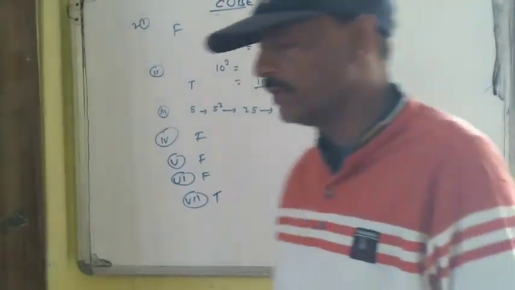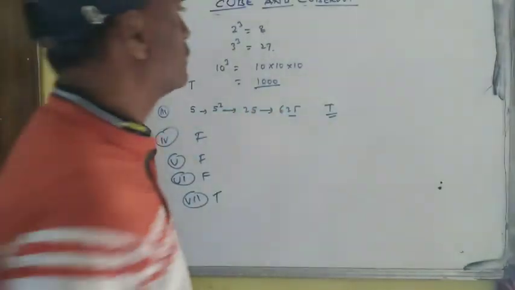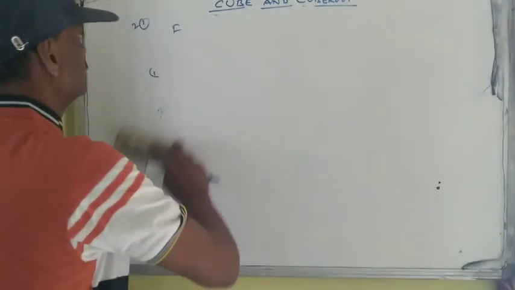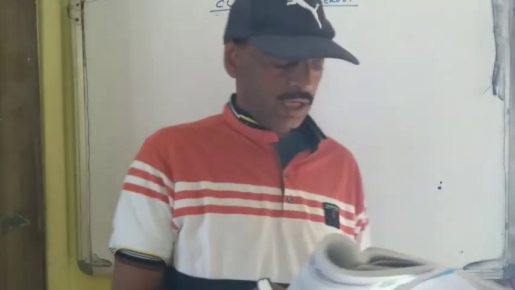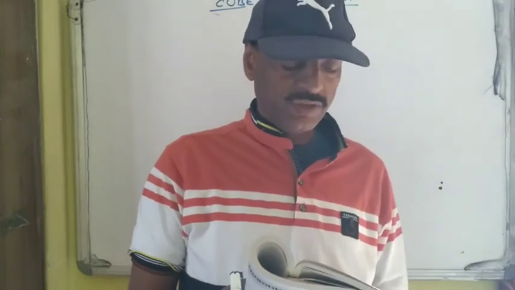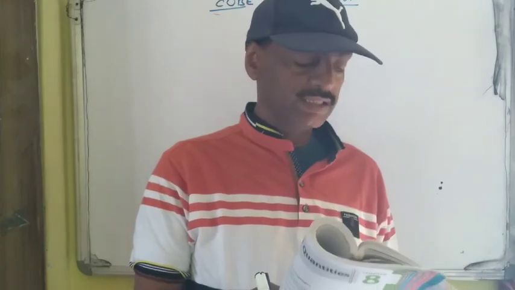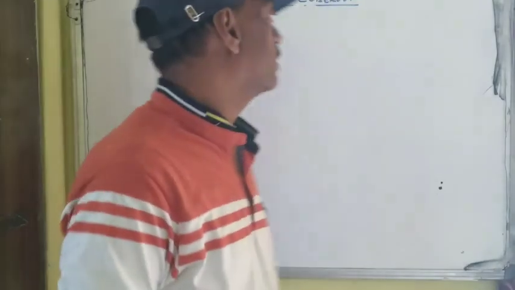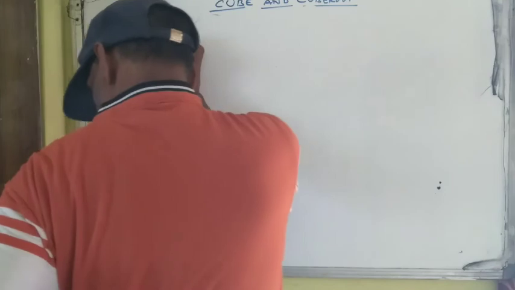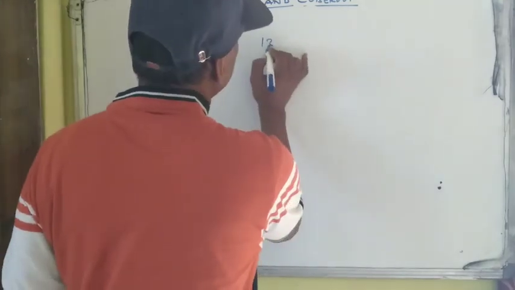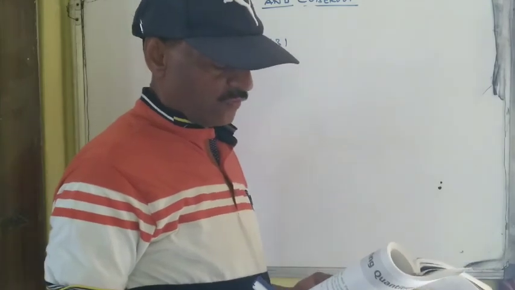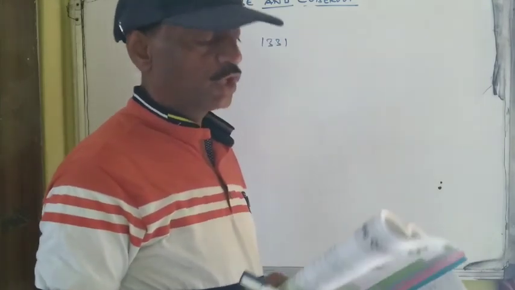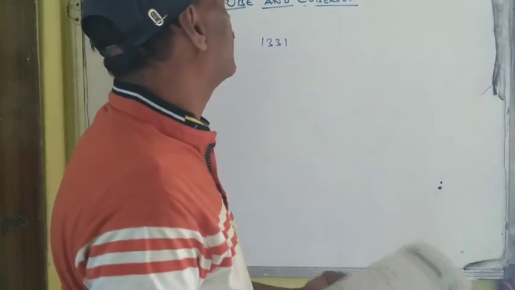Now question number 3. You are told that 1331 is a perfect cube. Can you guess without factorization what its cube root is? 1331 is a perfect cube, and we have to find the cube root of this number without factorization. So a simple method is there.